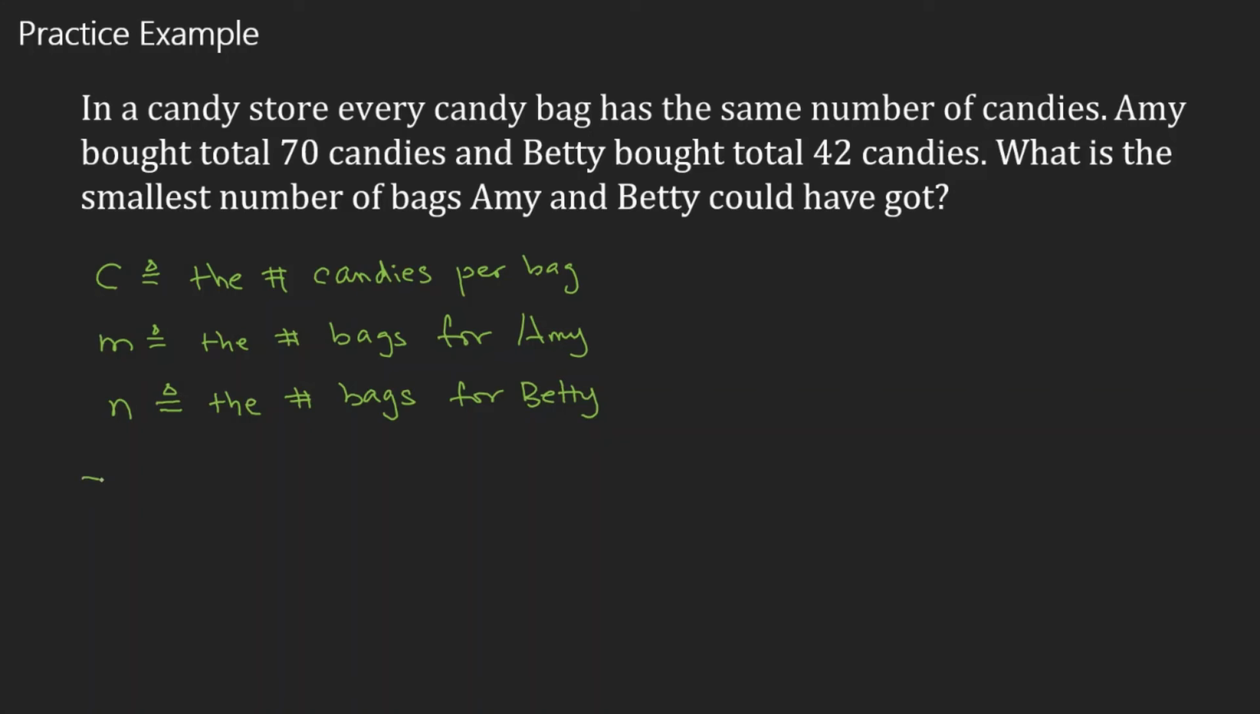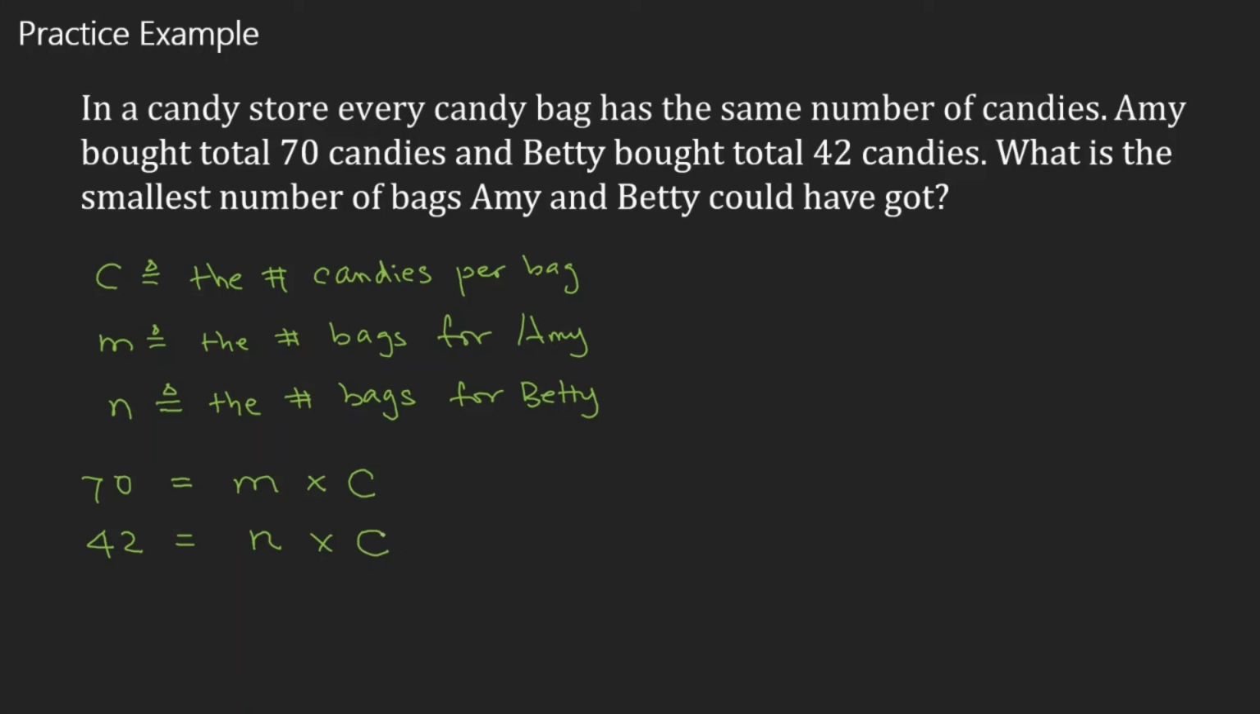We start with 70, which is the total number of candies Amy has. This is equivalent of the number of bags she has multiplied by the number of candies per bag. And we have 42, which is the total number of candies Betty has. This is equivalent of the number of bags she has multiplied by the number of candies per bag.